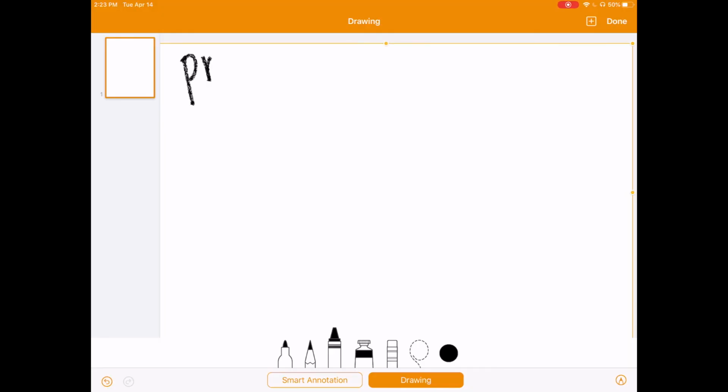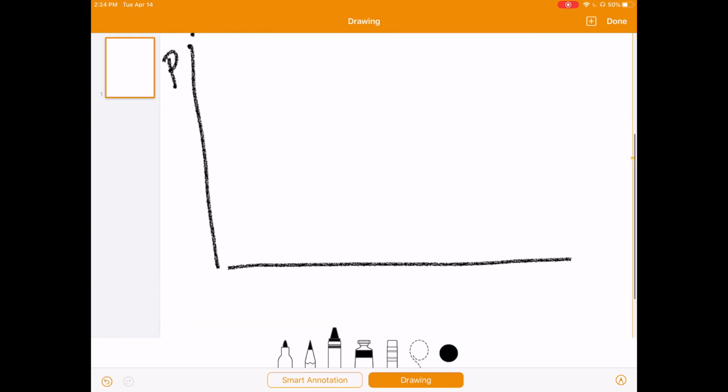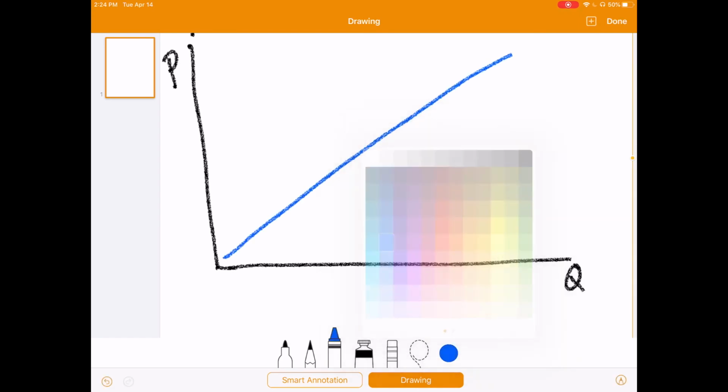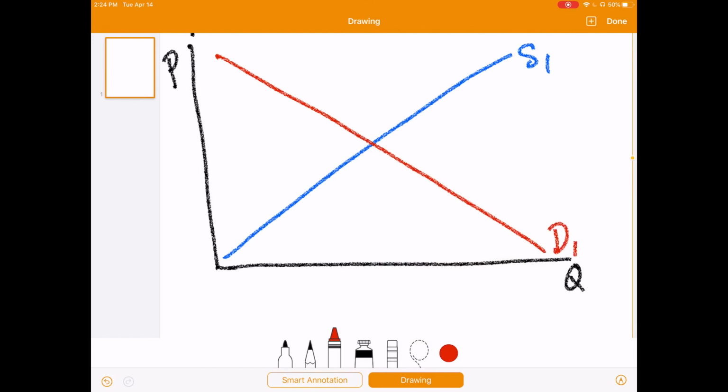This last graph of the day is going to be a price floor. And so we're going to start with our P and our Q. So we're going to label P, and then we are going to label Q. Then I'm going to draw my supply line, label it S1, draw my demand, and label it D1. Find my equilibrium, label it E1. Find quantity equilibrium 1. Find price equilibrium 1. So now I've created my equilibrium and I'm drawing a price floor.